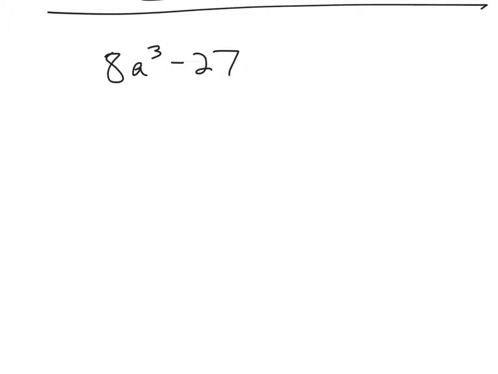Then I ask, is this the sum or difference of cubes? And if you remember our list from last time, the cube, the number that goes with 8 is 2, and the number that goes with 27 is 3. So this would be 2a cubed minus 3 cubed. And that's how I encourage you always to start, is to write it as something cubed and something cubed.